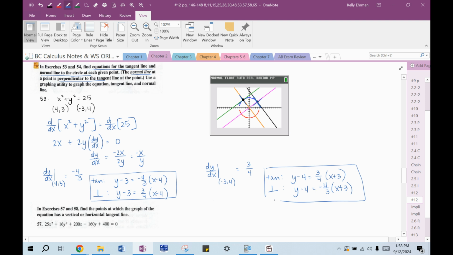It said to verify on the graphing calculator, so I did. Also, to get a circle to look like a circle, if you choose zoom square, which is one of the options in the middle there, it makes everything look kind of nice.